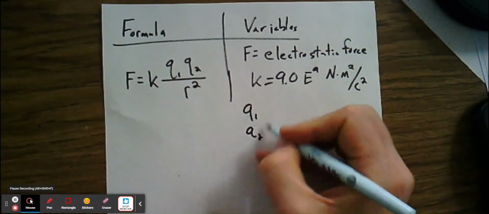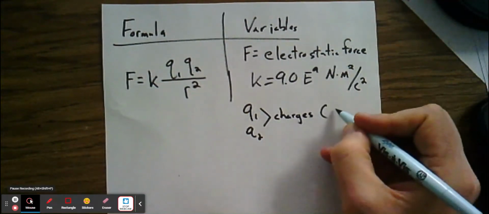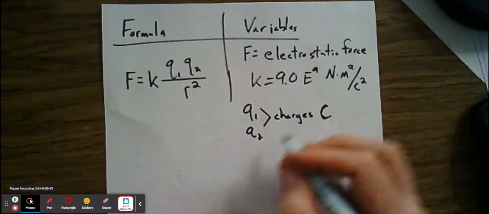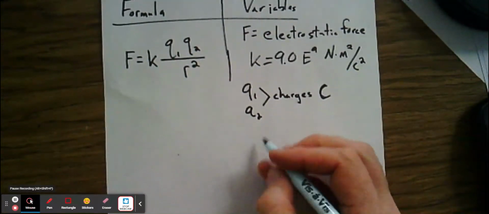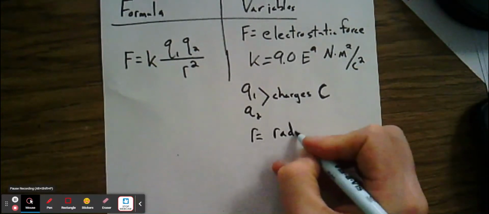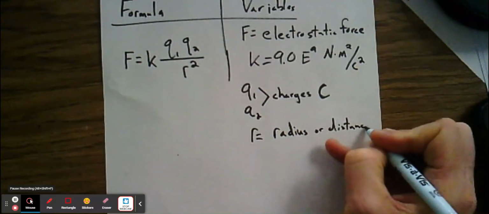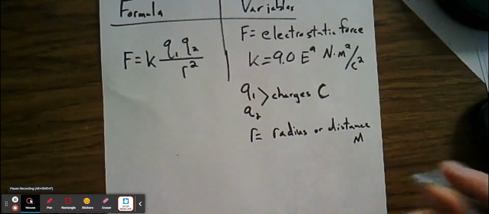Q1 and Q2, those are my charges. Their units are C for coulombs, and R stands for radius or distance, and that's in meters. All right?